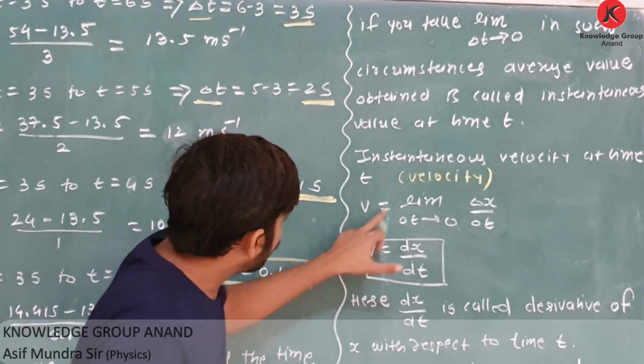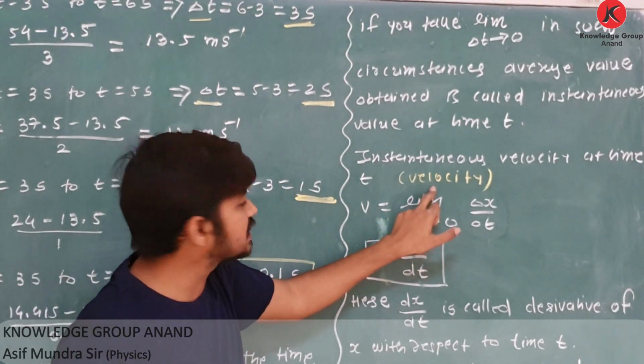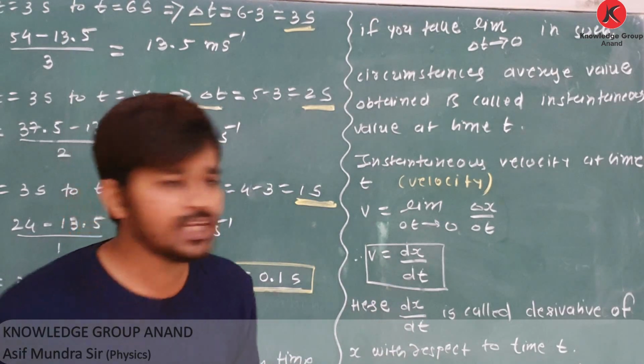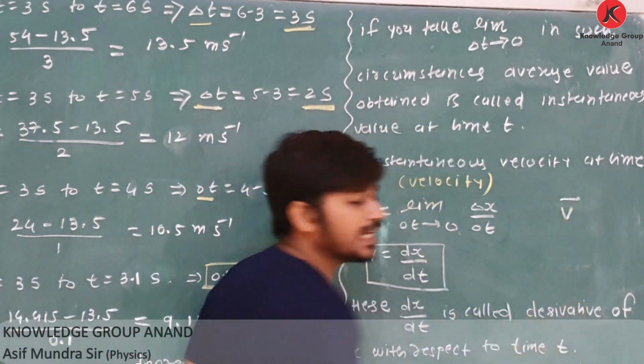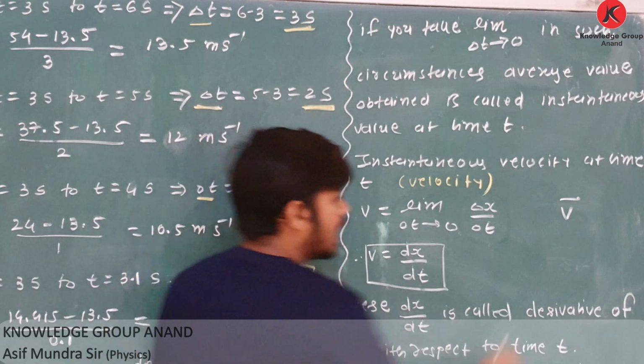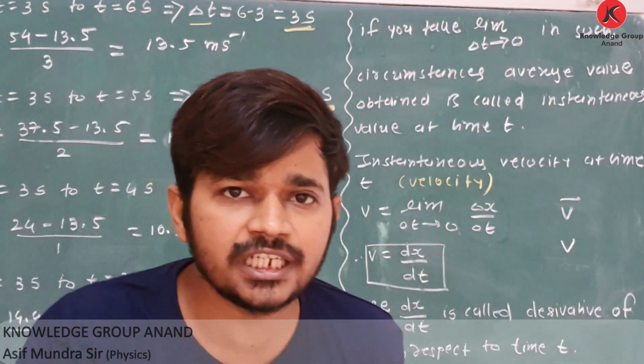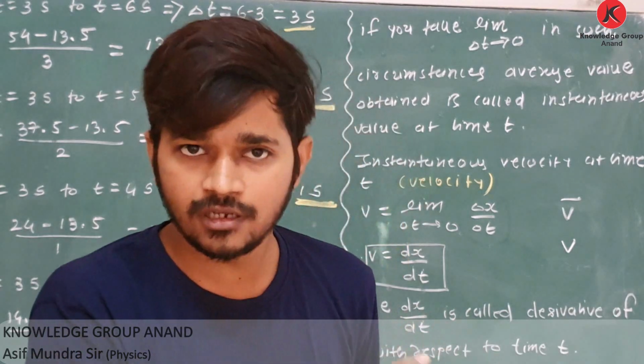And for only velocity or instantaneous value, what is the notation? Only v. V bar means average velocity, and only v means instantaneous velocity or only velocity.